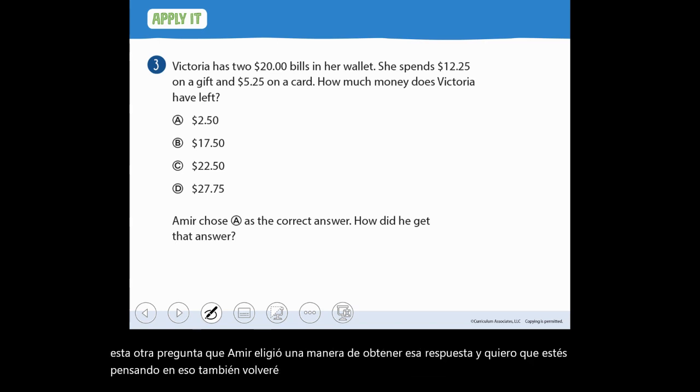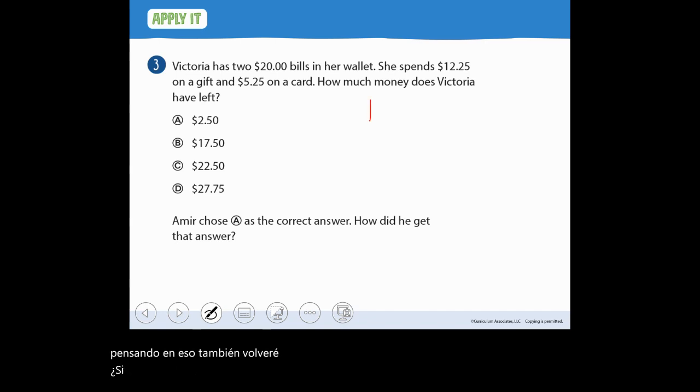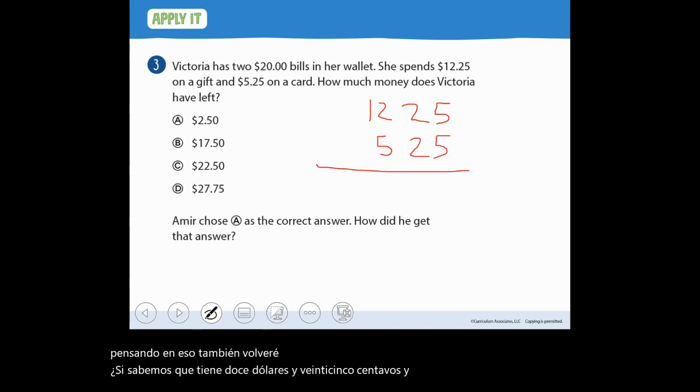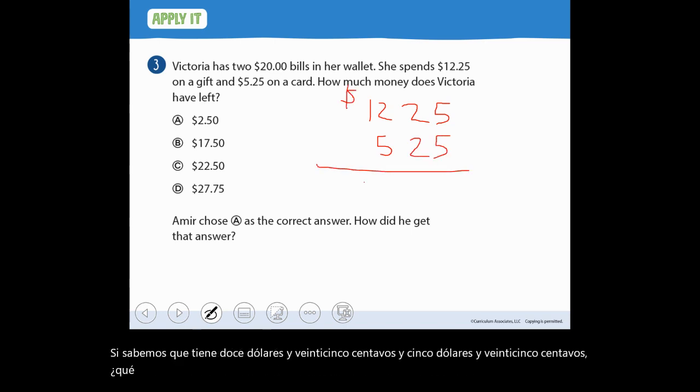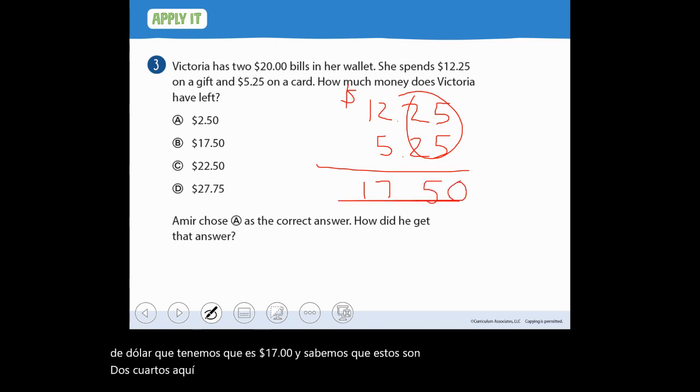Okay, so if we know that she has $12.25 and $5.25, what we can do is we can add the dollar bills that we have, which is $17. And we know that these are 2 quarters right here, and 2 quarters we know equals 50 cents. So she has $17.50 that she has spent.